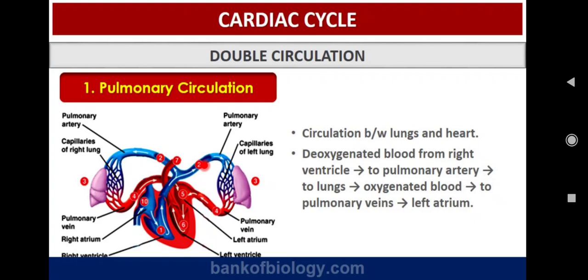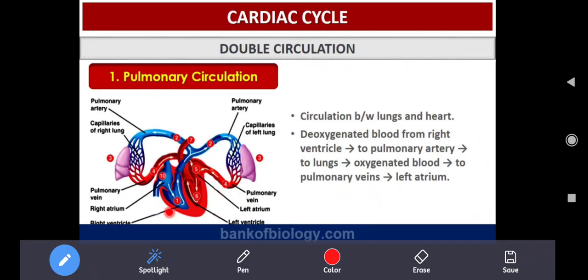Okay, so in one cycle itself, simultaneously, what happens from the right ventricle? The pulmonary artery carries the deoxygenated blood from the right ventricle to the lung. At the same time, the pulmonary vein carries the oxygenated blood to the heart. So this is one cycle.